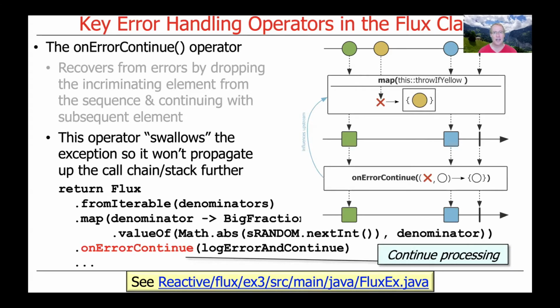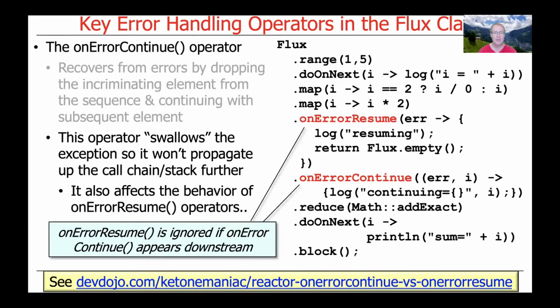Here's a simple example that we'll take a look at when we get to the case study at the end of this overall lesson. We're going to create a Flux stream of integer values, which represent denominators, and then create a big fraction that uses the generated denominators. One of those denominators is going to be 0, which of course is going to trigger an arithmetic exception error. This implementation uses the onErrorContinue operator to basically ignore the element that threw the exception and continue processing other elements that are emitted as part of that Flux stream.